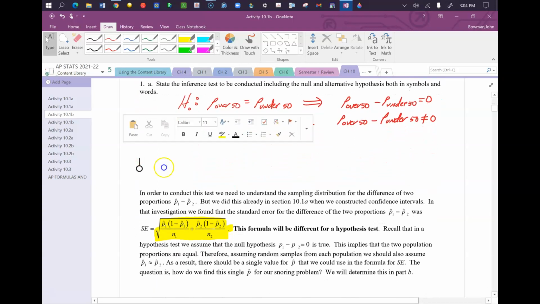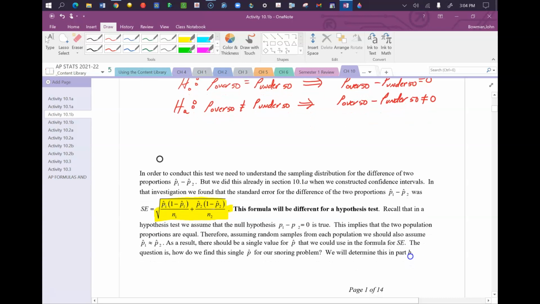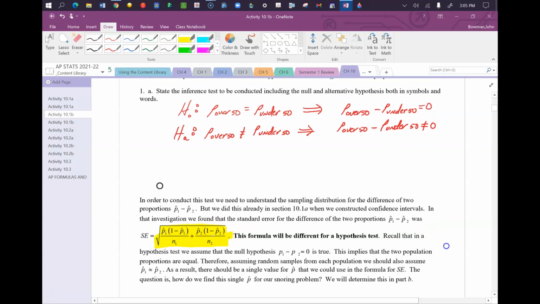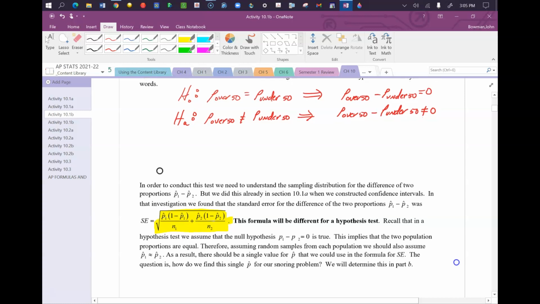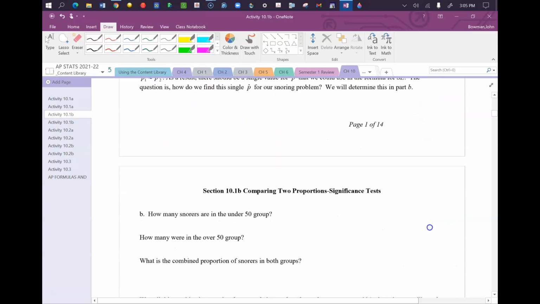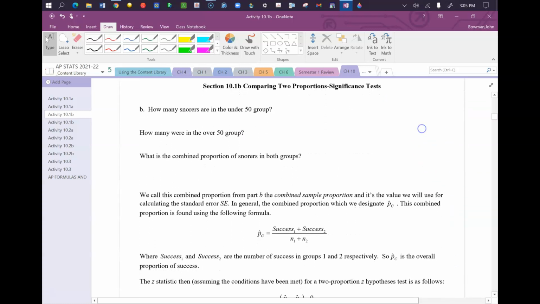In doing this hypothesis test, we are going to use a standard error that is similar to the one that we used for the confidence interval for the difference of two proportions, with one minor change to it. And that minor change is going to be based on the assumption that the null hypothesis is true. In other words, that the two proportions are equal to each other. And before we get to that, let's do some calculations here and figure out what we have.